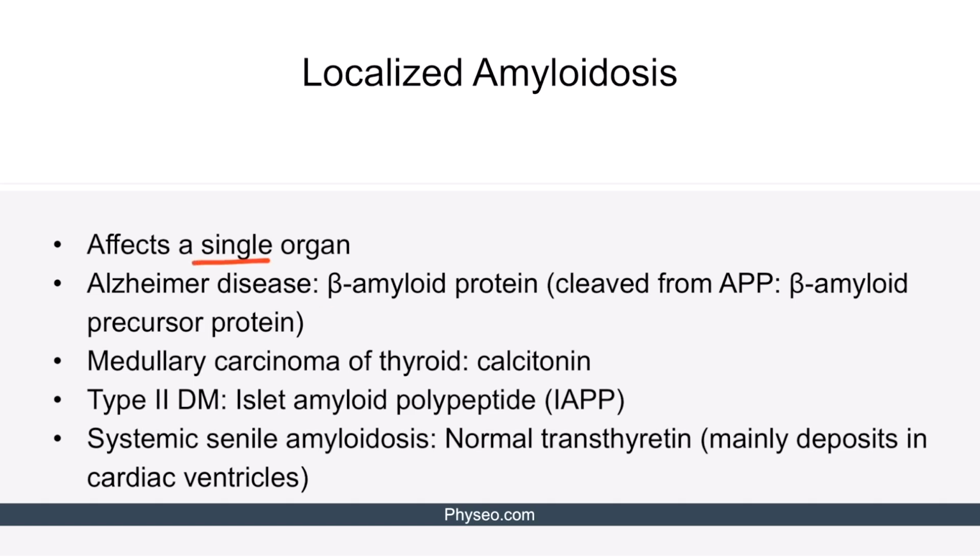In Alzheimer's disease, beta amyloid protein deposits in the brain, which is cleaved from beta amyloid precursor protein. In medullary carcinoma of the thyroid, deposition of calcitonin is detected. There can also be islet amyloid polypeptide deposits in pancreatic islets in patients with type 2 diabetes mellitus. And finally, in systemic senile amyloidosis, normal transthyretin deposits mainly in cardiac ventricles.